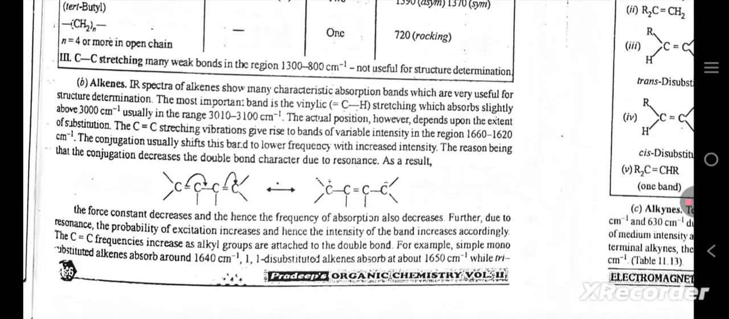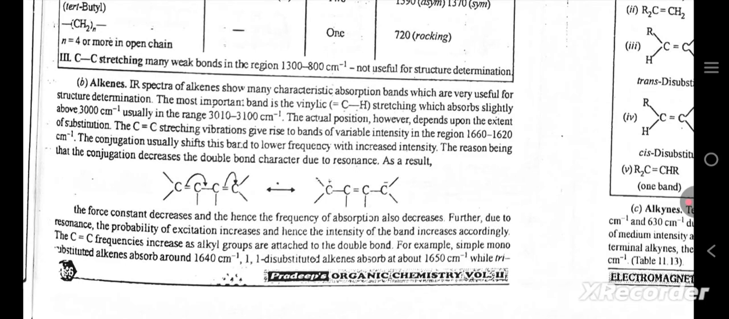Alkenes. IR spectra of alkenes show many characteristic absorption bands which are very useful for structure determination. The most important band is vinylic CH stretching, which absorbs slightly above 3000 cm⁻¹, usually in the range 3010 to 3100 cm⁻¹. The actual position, however, depends upon the extent of substitution. The C=C stretching vibrations give rise to bands of variable intensity in the region 1660 to 1620 cm⁻¹. Conjugation usually shifts this band to lower frequency and increases intensity.